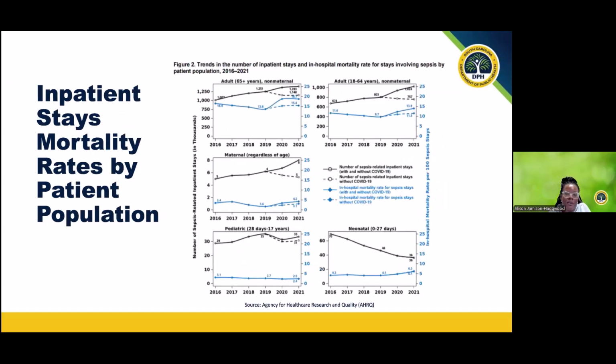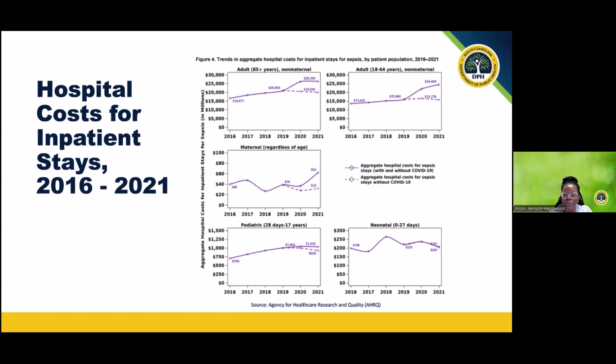And then this is another trend report of the number of inpatient stays and hospital mortality rate for stays involving sepsis by patient population. This just looks at the number with and without COVID again. And then the in-hospital mortality rate for sepsis stays with and without COVID, and those stays with COVID are denoted in the blue. And so this looks at the hospital costs related to sepsis.